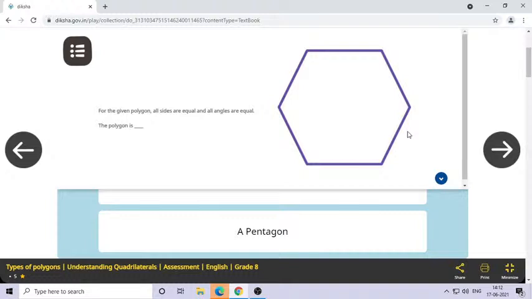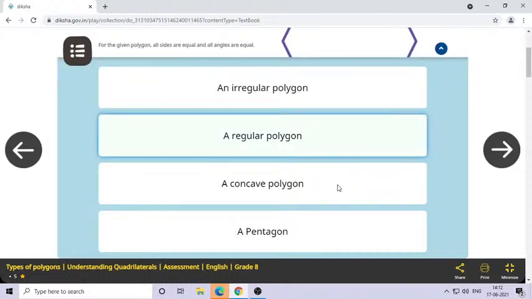Okay, let me see the figure. Hexagon only. So if hexagon option is not there, then you can take regular polygon. Okay.